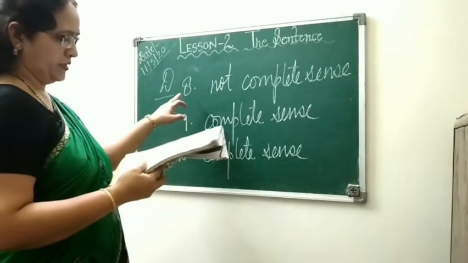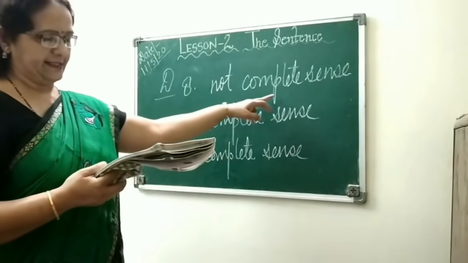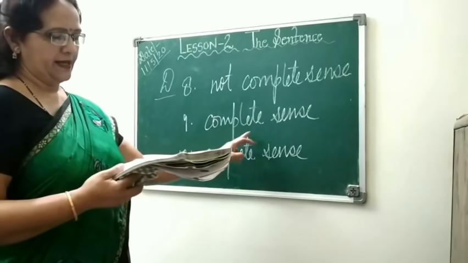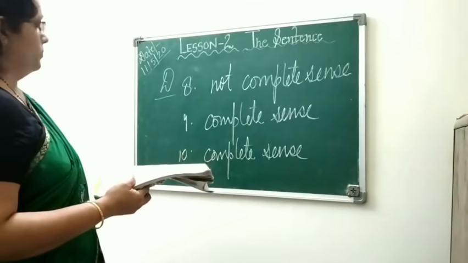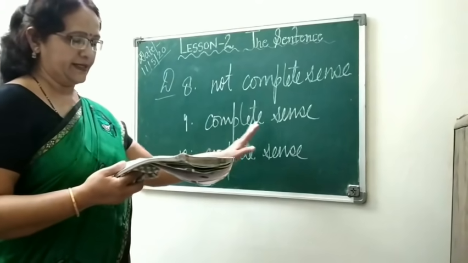Now let's repeat, children. Under the bridge is not complete sense. Number 9. Will you have a coffee? Complete sense. Because will you have a coffee is a question, so it's giving a sense. So it's a complete sense.